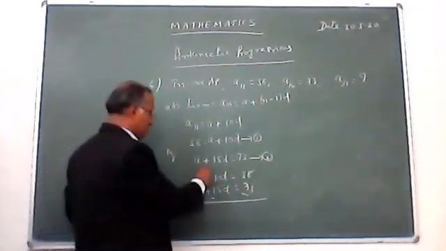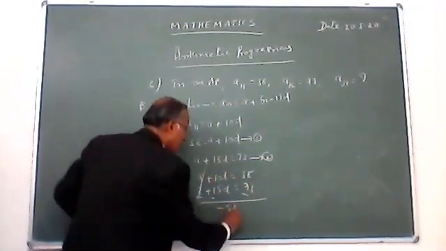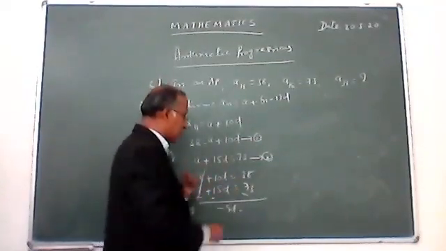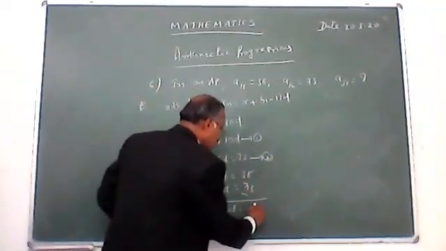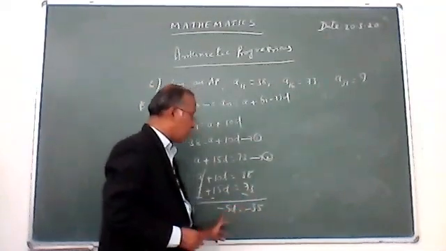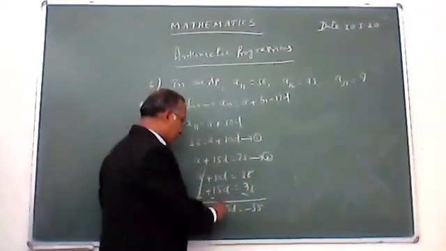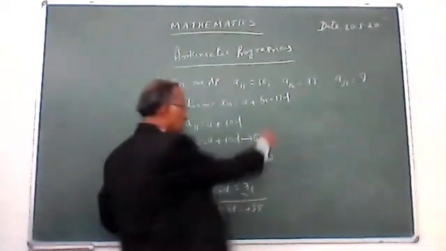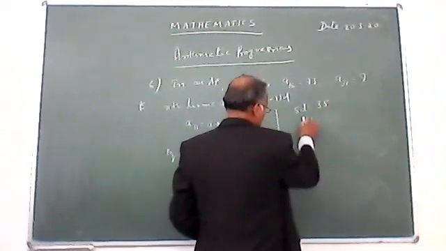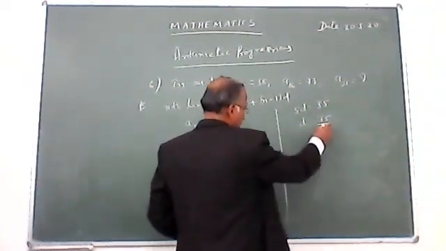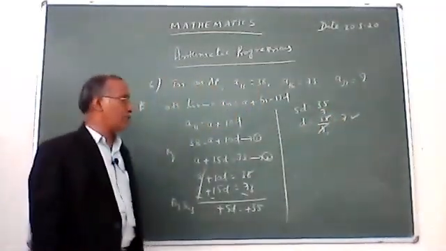Plus a and minus a get simplified. Minus 15d and plus 10d becomes minus 5d. And minus 73 plus 38: 73 minus 38 is 35, with the negative sign. Minus 5d is equals to minus 35. On both sides, the negative sign is there. Simplify it now, make it plus. So what you can get? 5d is equals to 35. d is equals to 35 by 5. 5 ones are 5, 5 sevens are 35. d, that is common difference, is equals to 7.